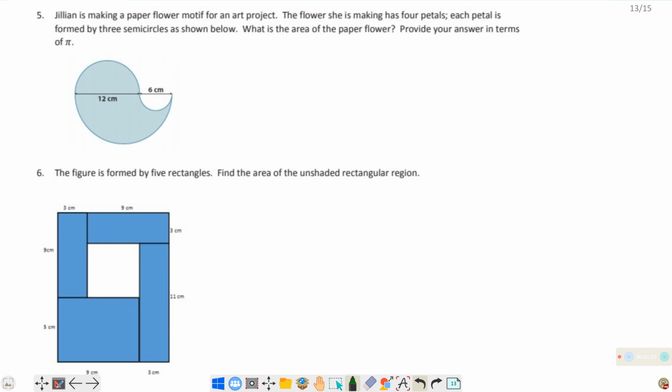So that part where it says provide your answer in terms of pi means we aren't going to multiply by 3.14 or use our pi button. We are just going to leave the pi symbol in our answer. So we have a big semicircle here, a medium semicircle here, and a small one here. So I am going to label those. We've got big, medium, and small.